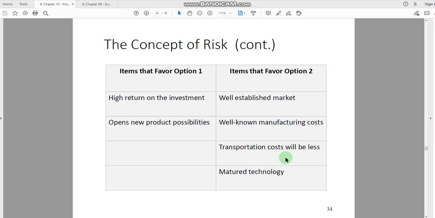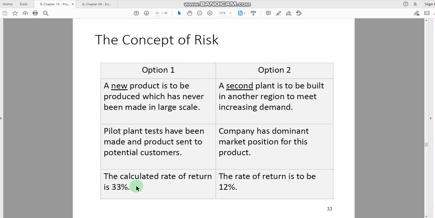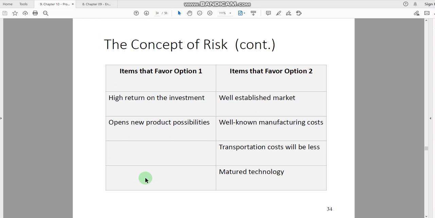Transportation cost for that particular product will be less. The transportation network is already there, and the technology is mature. We don't need to test anything new, and the technology is already there. We just need to put in a new plant. Now, the high rate of return of option 1 is associated with high risk. So what we see in option number 1 is that the rate of return is very high, but it is associated with a lot of risk.